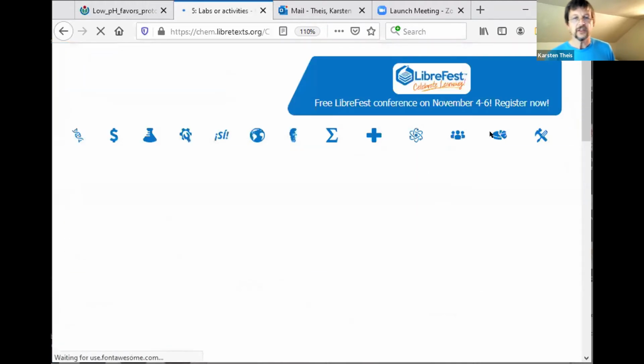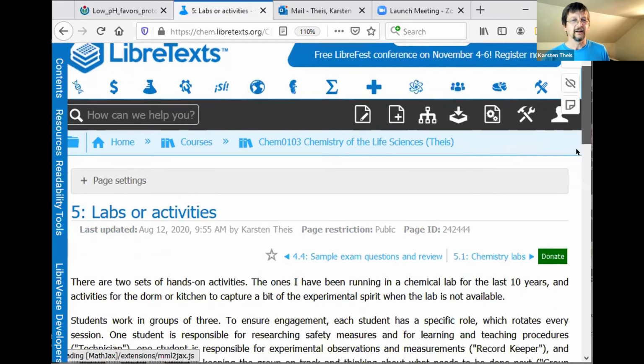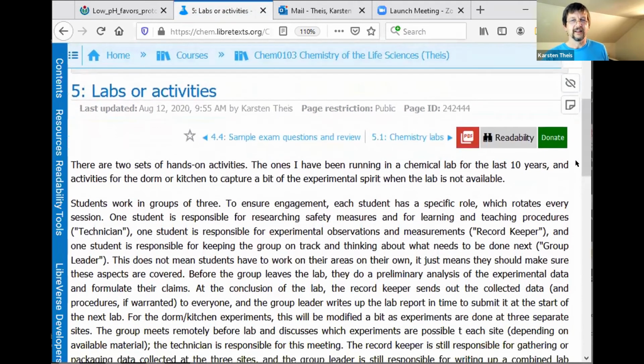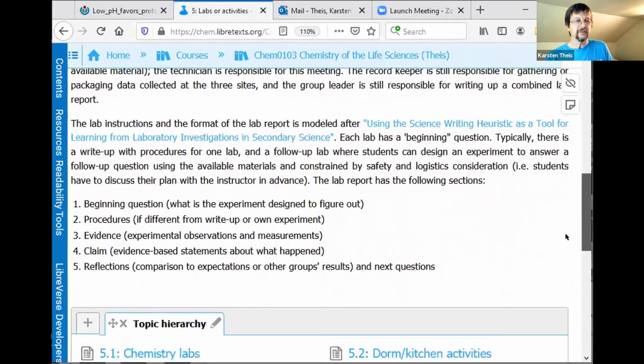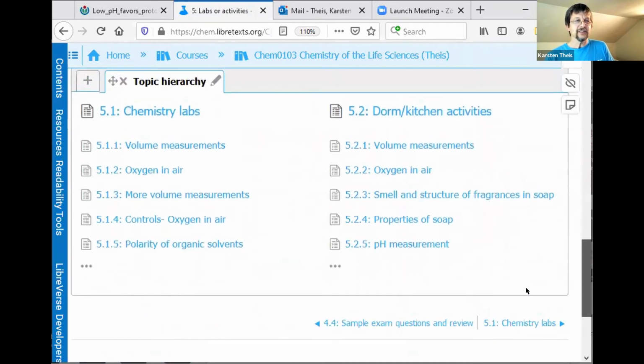I've been teaching a lab from a lab manual that I wrote myself, and I decided I want to have it publicly available. So I have these as two versions. The lab I've been teaching for the last 10 years. It's actually a chemistry lab.